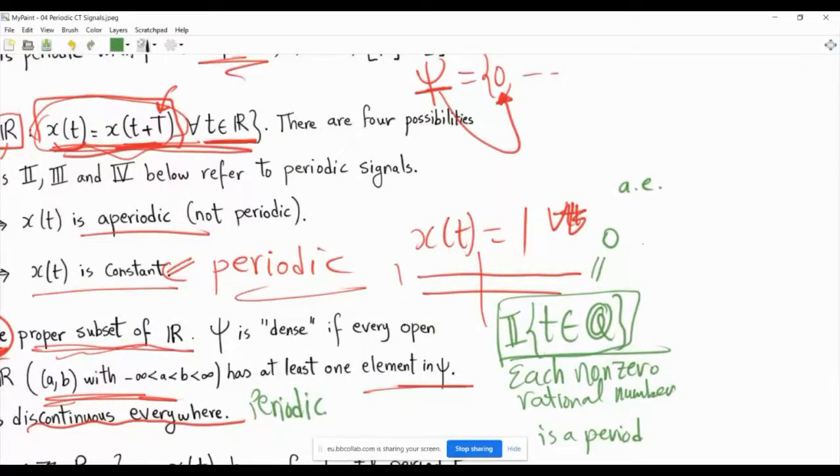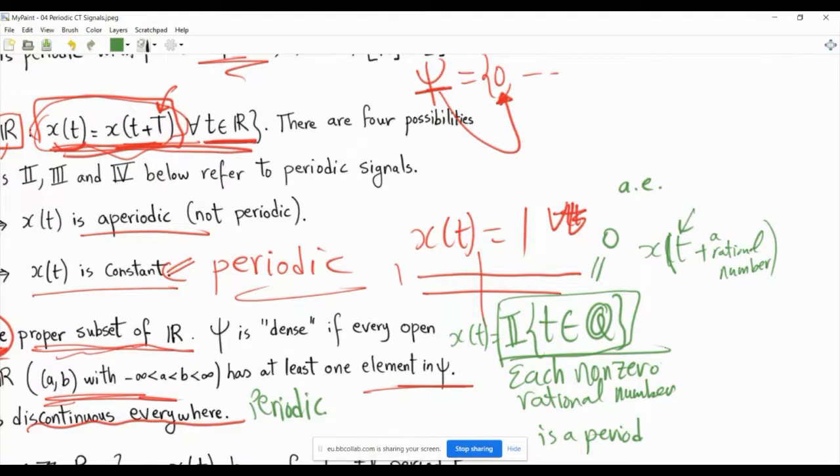So suppose that you examine, this is our x of t. Suppose that you examine x of t plus a non-zero rational number. So what is x of t if you add a rational number to t? How can we find this?